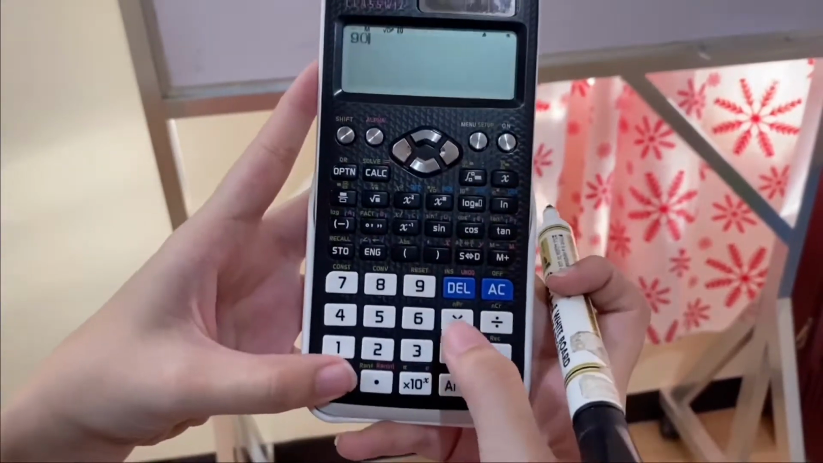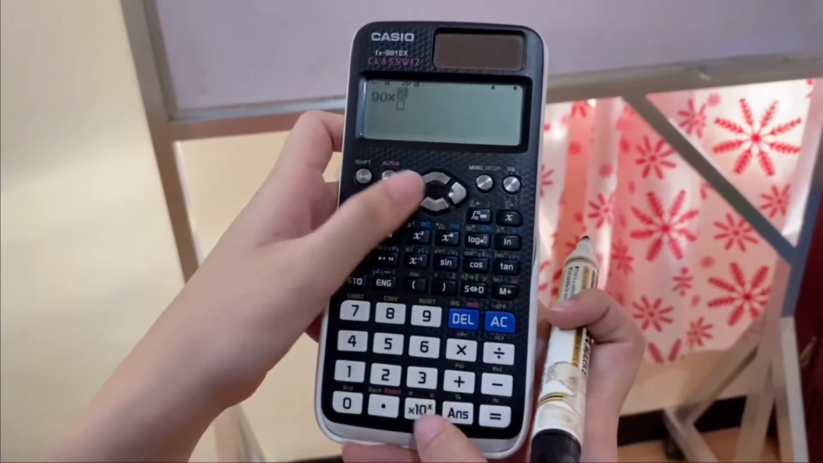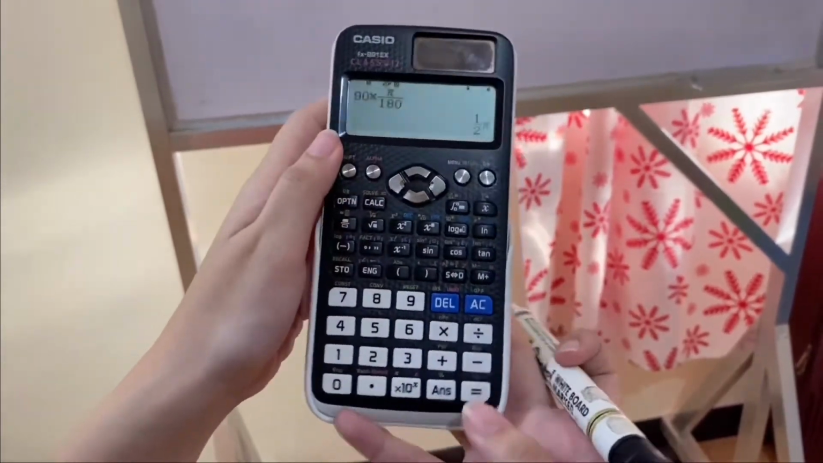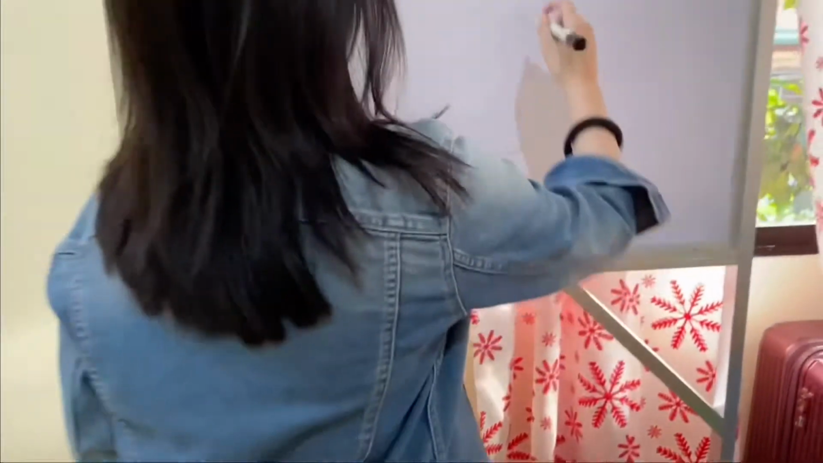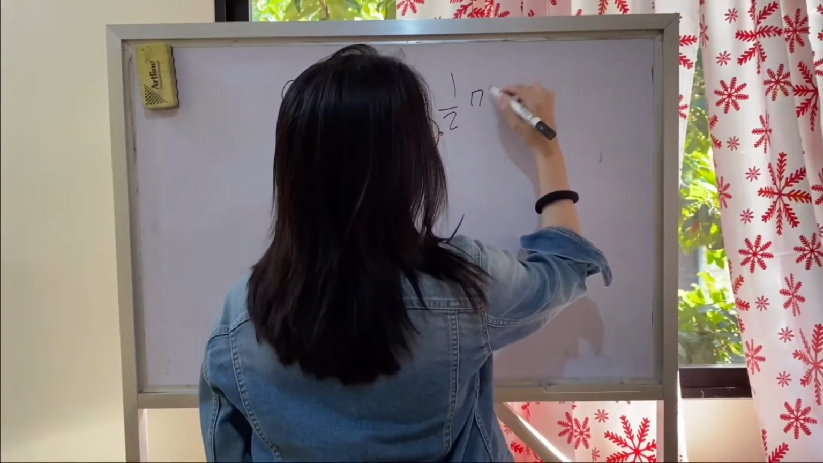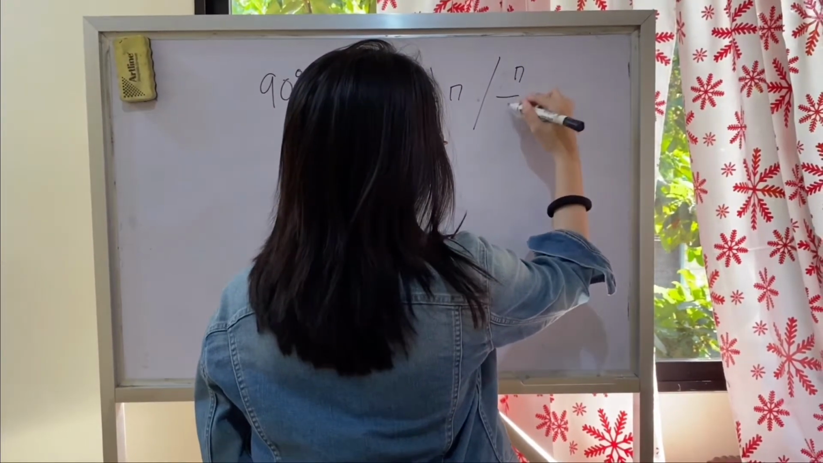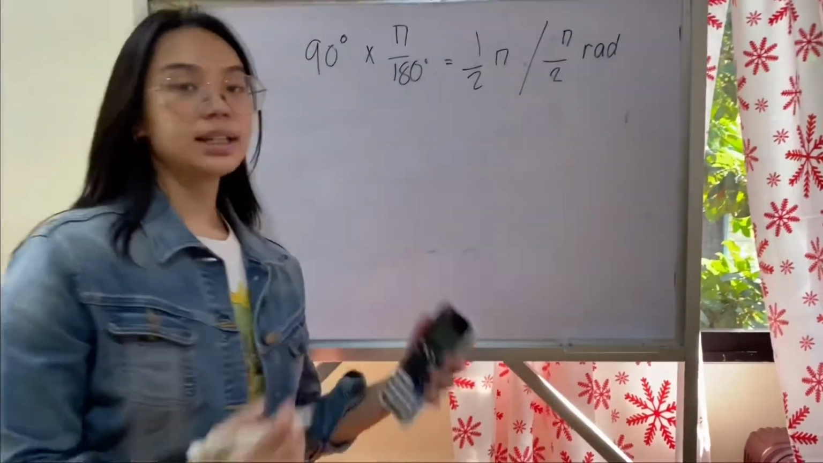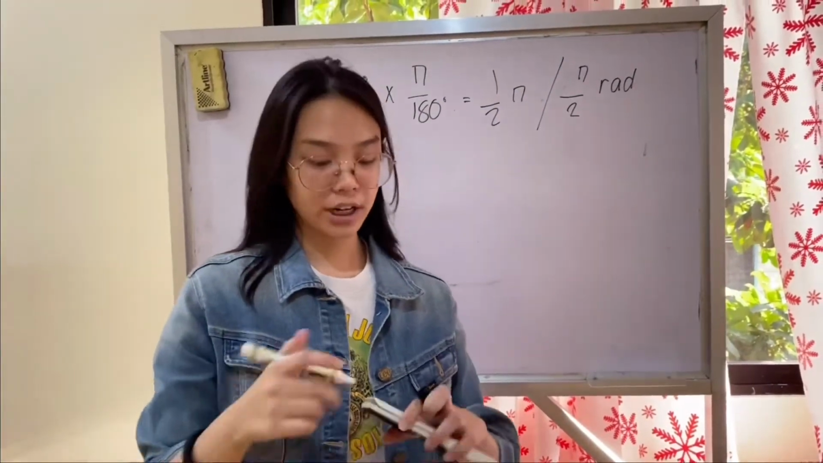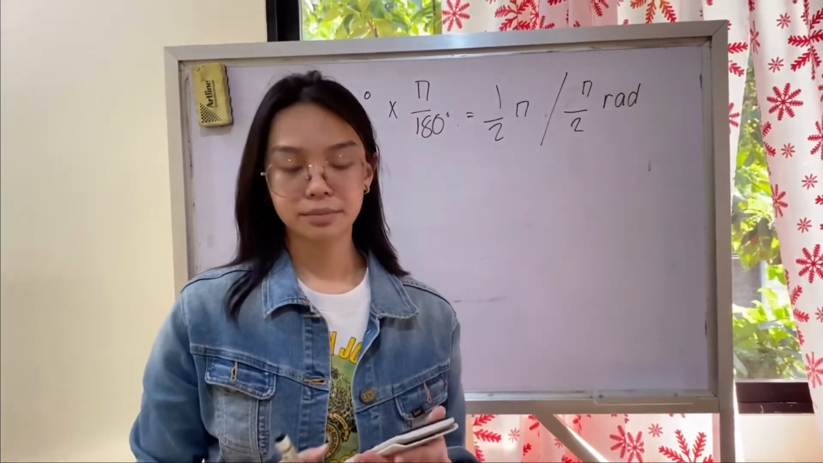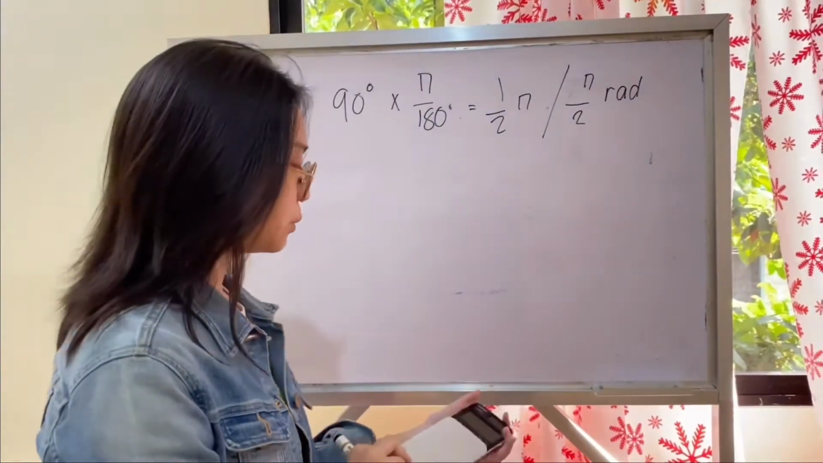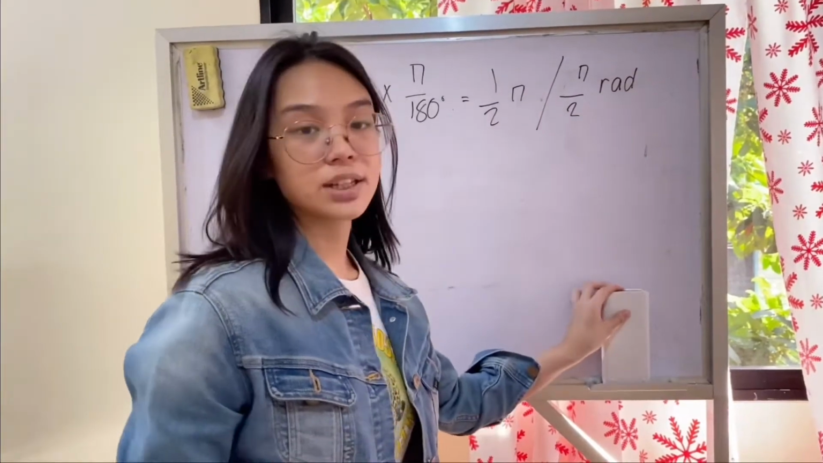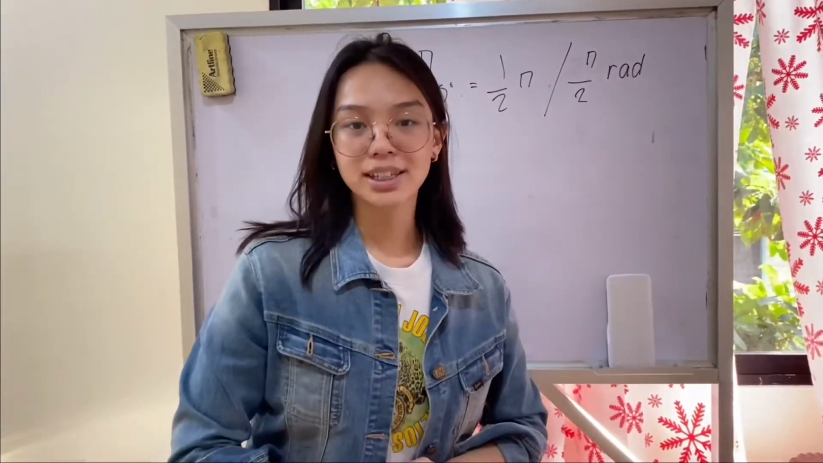Now let's proceed in converting our 90 degrees to radians. Input 90 degrees multiplied by pi over 180 in our calculator, and there we get the answer of 1/2 pi radians, or pi over 2 radians. And that's it. That's how easy it is to convert degrees to radians using our calculator. But what if you don't have a calculator with you? Then don't worry, as you have Suzanne Lantaka to introduce you to that process.